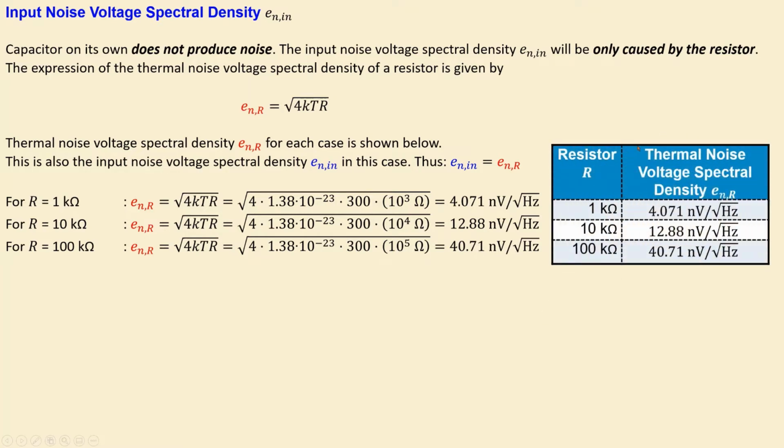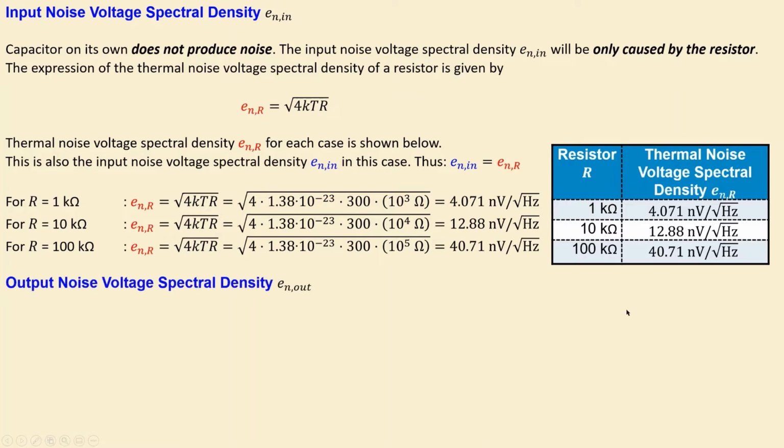Now summarizing these in the table, I have this. You can see if I increase my resistor by a factor of 100, the thermal noise voltage spectral density of that resistor will be 10 times larger, because that is the square root of R. So if you increase your resistor, you will increase your thermal noise spectral density by a factor of 10.